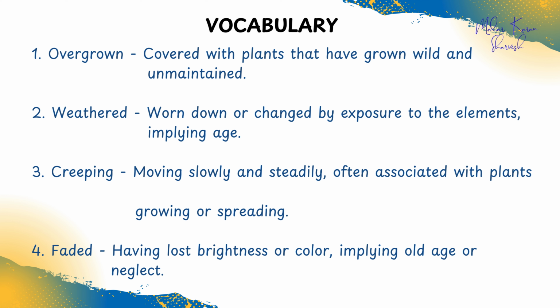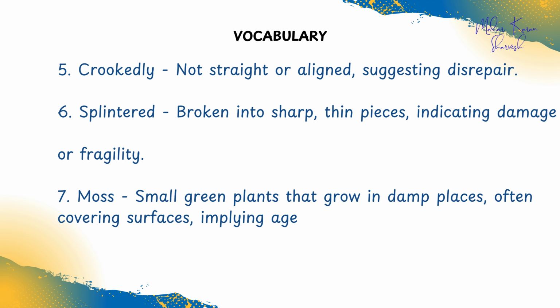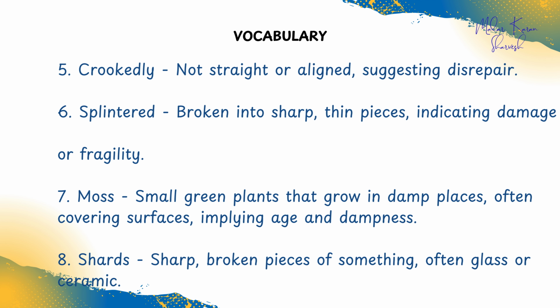4. Faded: having lost brightness or color, implying old age or neglect. 5. Crookedly: not straight or aligned, suggesting disrepair. 6. Splintered: broken into sharp, thin pieces, indicating damage or fragility. 7. Moss: small green plants that grow in damp places, often covering surfaces, implying age and dampness.